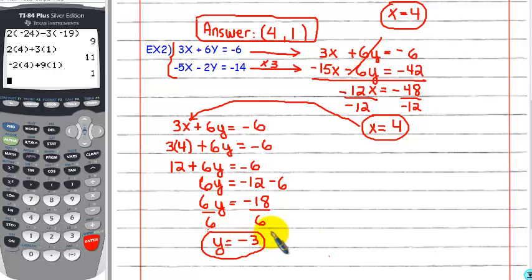Okay. So now we have an answer to this system of equations. And it is going to be a point where the x value is 4 and the y value is negative 3.